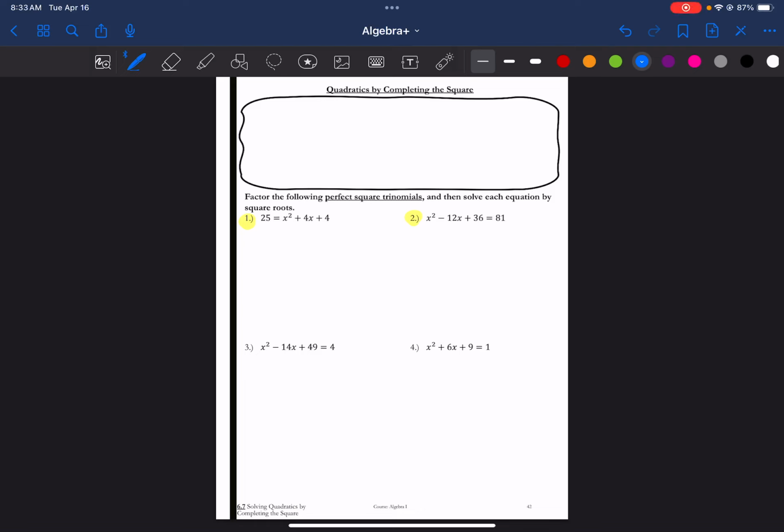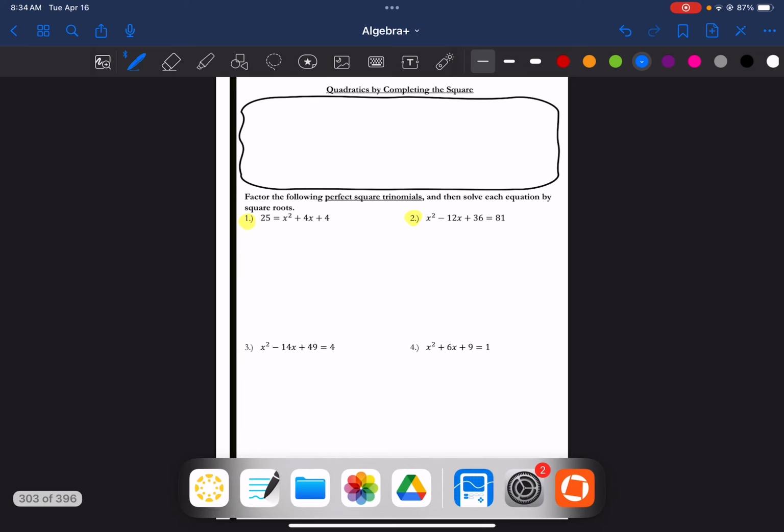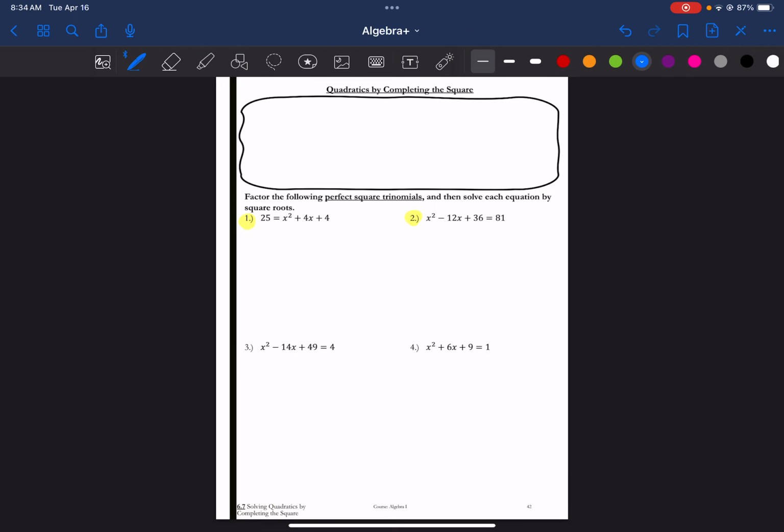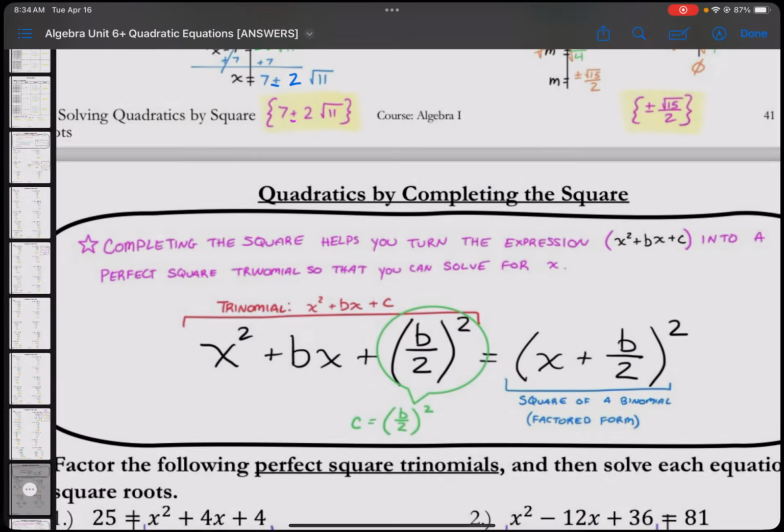Today's lesson is going to focus on 6.7, which is solving quadratics by completing the square. There are two parts of it. We're going to focus on the first part today, where a is equal to 1. The next part will be where a is greater than 1. So on page 42, let's go ahead and take these notes.